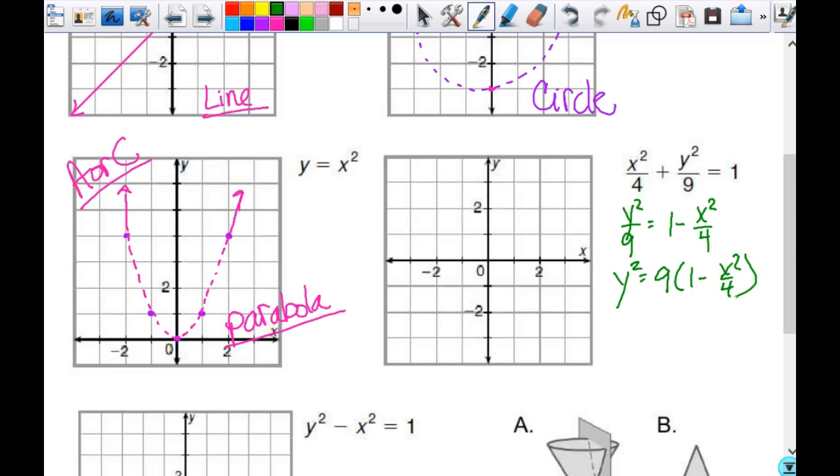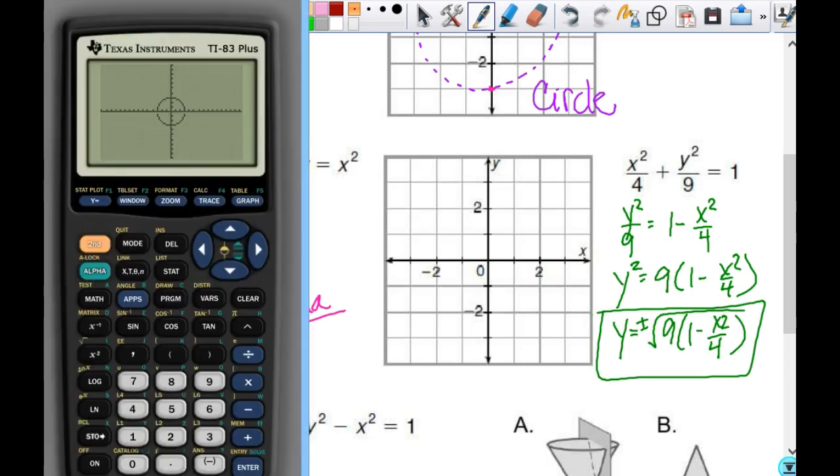But then I have to take the square root, so y is equal to the square root of 9 times (1 minus x squared over 4), plus or minus. Okay, plus or minus, we can't forget that. So let's go and graph this. My handwriting's bad. So we're going to go to y equals.